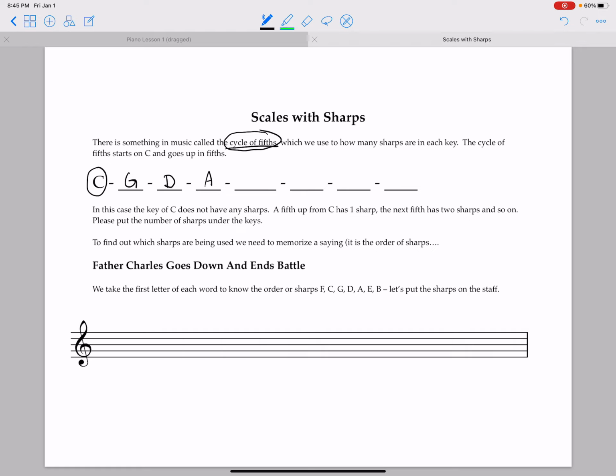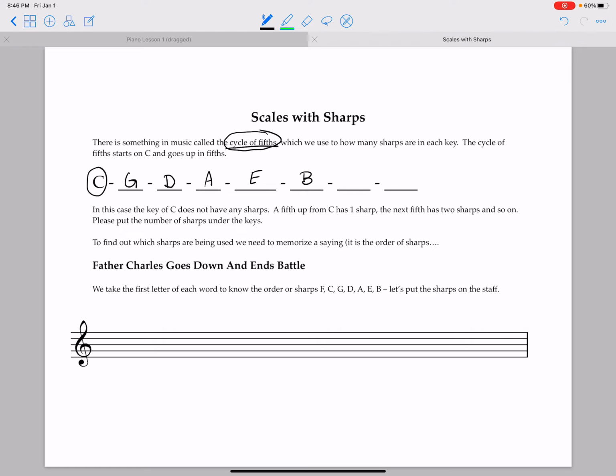5 up from A, I like to do this on my fingers. A, B, C, D, E. 5 up from E, E, F, G, A, B is your fifth note. 5 up from B, B, C, D, E, F.